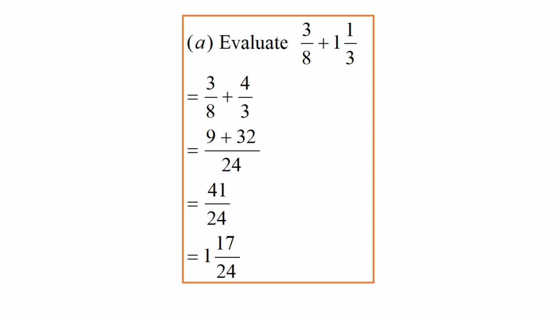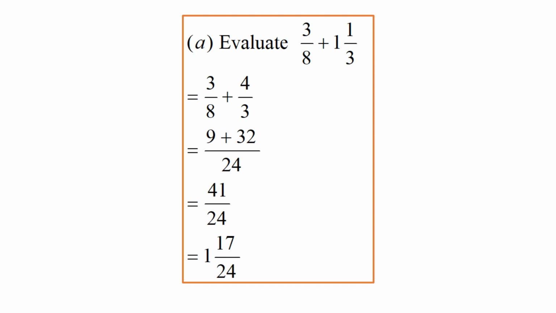Question 1. In part A, we need to evaluate 3/8 + 1 1/3. First, let's convert the mixed number 1 1/3 into an improper fraction. To do this, we multiply the whole number, 1, by the denominator, 3, and then add the numerator, 1. So, 1 times 3 plus 1 is equal to 4, giving us 4/3.